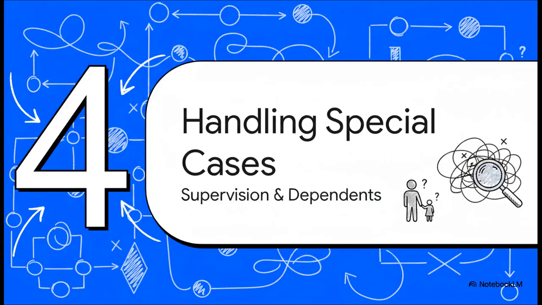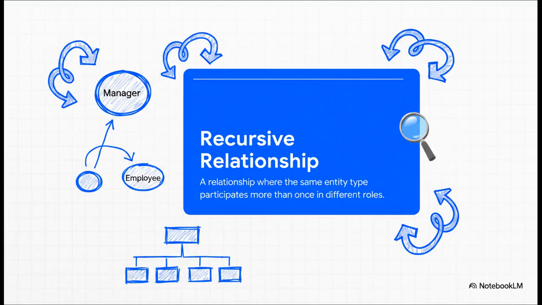Okay, moving on to section 4, handling special cases. Because let's be real, the real world is messy, and sometimes you run into situations that need special tools. Let's look at a couple of those. First up, what happens when an entity needs to have a relationship with itself? Sounds weird, I know, but think about it. An employee can supervise another employee. This is called a recursive relationship. We model it with a loop, like you see here. It's the perfect way to build things like an entire company org chart right into our database structure.